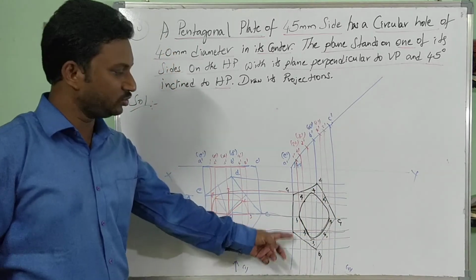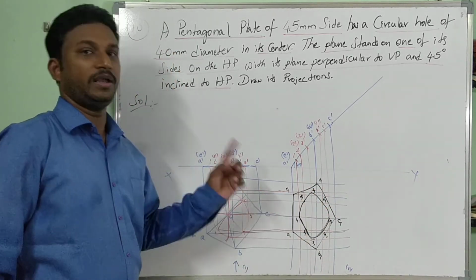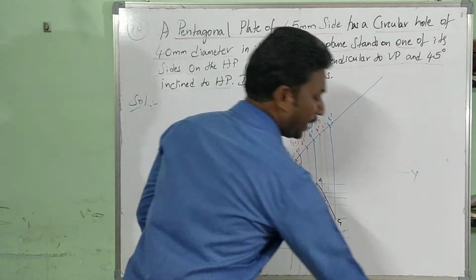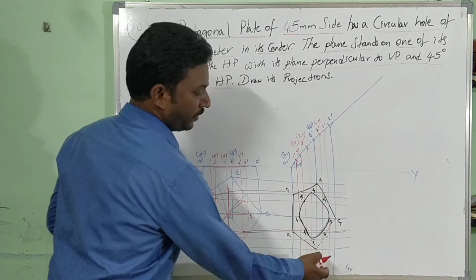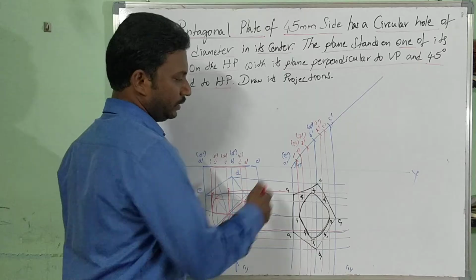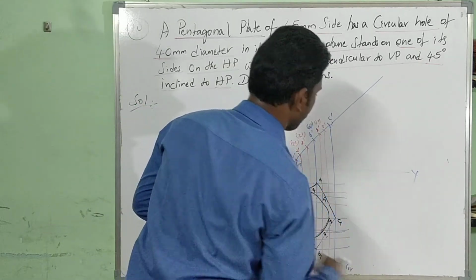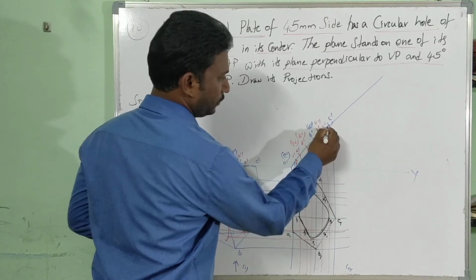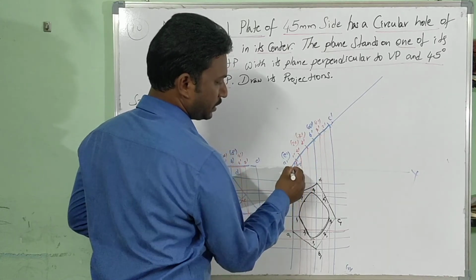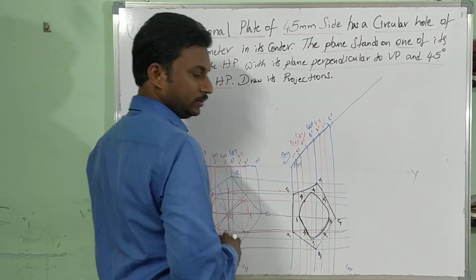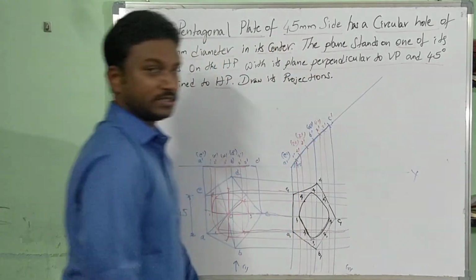This is the final answer, it should be thick. Finally, the thick parts which you are supposed to do are the final top view and final front view. This line should be thick with markings up to here. This answer is thick. Hope you all understand.